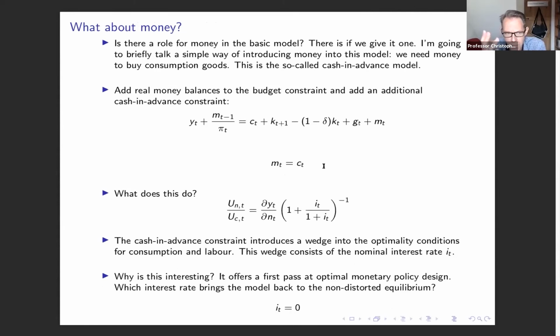So far, this is a real model. It doesn't have any money. So in our course, we introduce money into our basic framework in a very simple way. Why do we have money? What does money do? Well, money has a useful feature in that we need it to buy consumption goods. And this is the so-called cash in advance model.